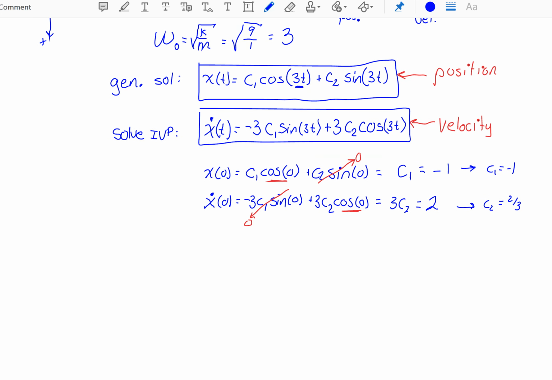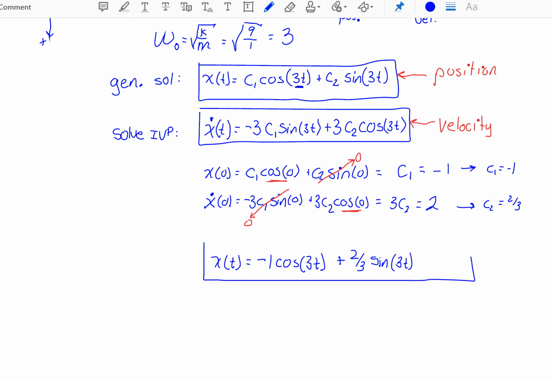So that we can write the solution to our IVP as x of t is negative 1 cosine of 3t plus 2/3 sine of 3t. This will be what our solution looks like that describes the motion of this spring.